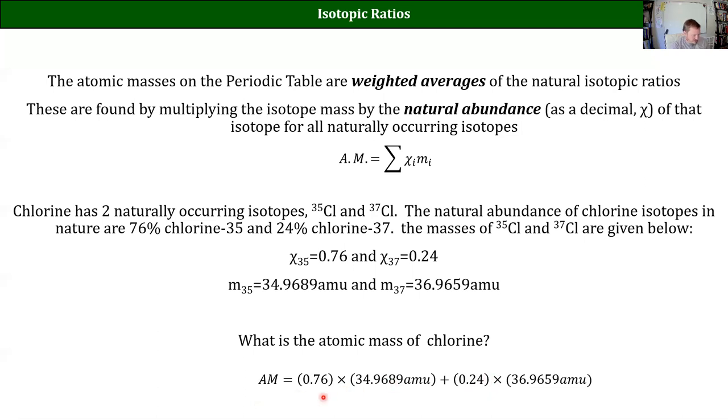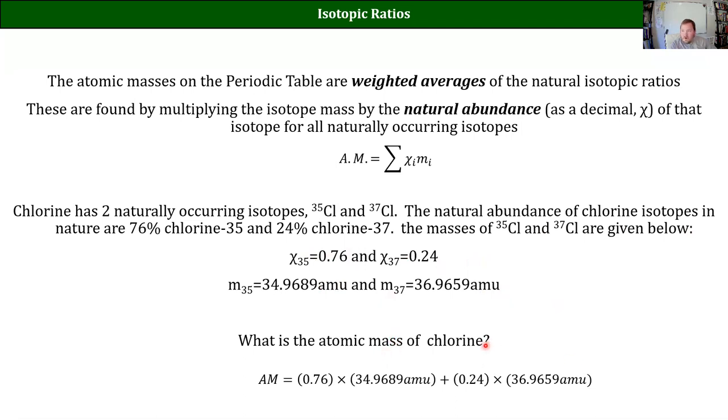Because 0.76 times, if we just look at the two numbers before we add them, we get 26.57 for the first number, but we have to round that to two sig figs. That would give us 27. And then 0.24 times the 36 number is going to also give us a number with only two sig figs. So we're going to end up with a number with only two sig figs, which is hard to compare to the periodic table, right? So I'll try to make sure we give it enough sig figs for our percent abundances.